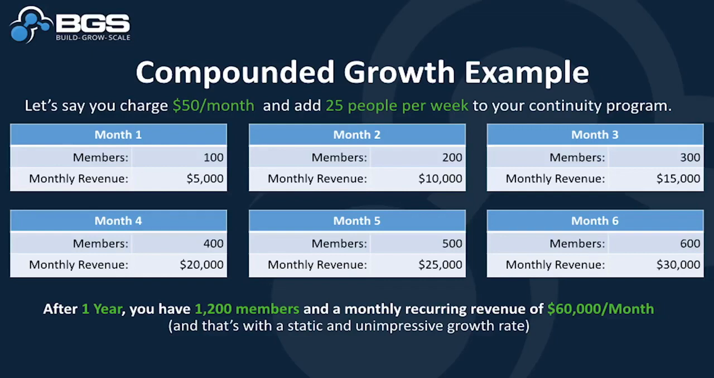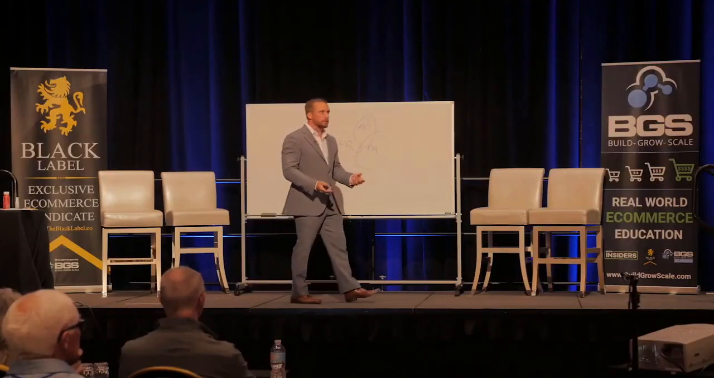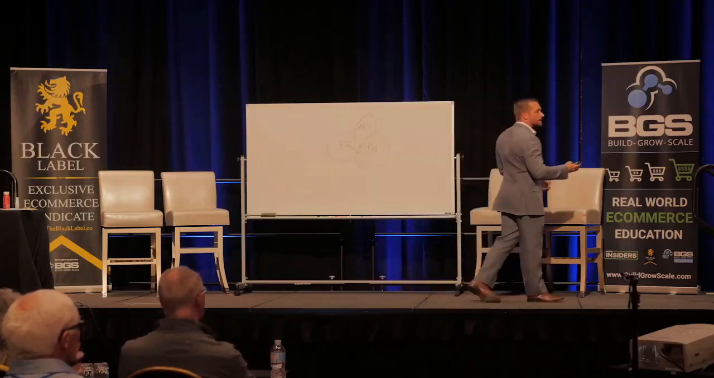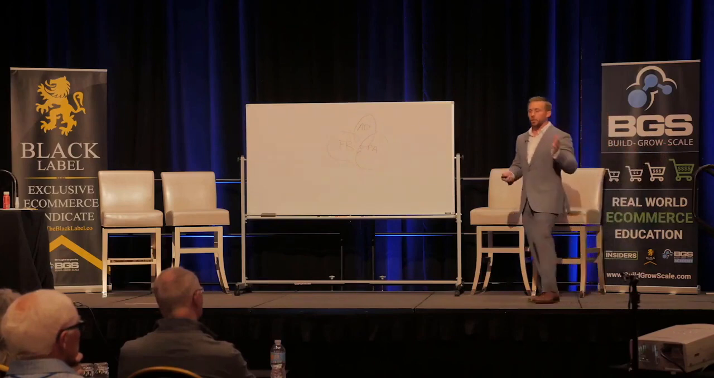By the end of a year, you'd have 1,200 members paying you monthly and $60,000 a month in continuity income. Yes, this is a static example. Yes, this is not talking about churn or anything else that happens. But the reality is, this is a very basic, very unimpressive growth rate. All right, it's just static.